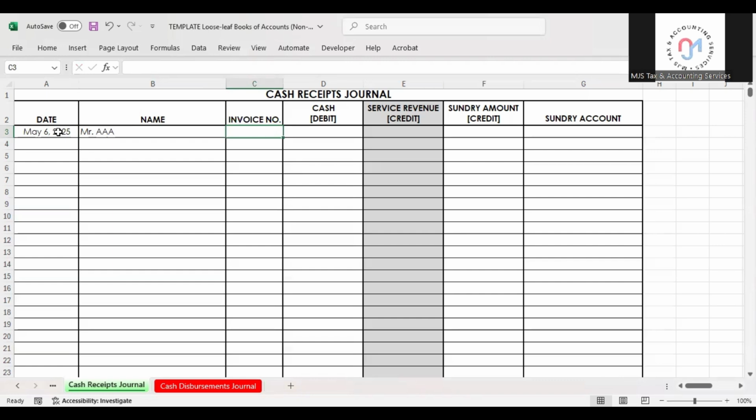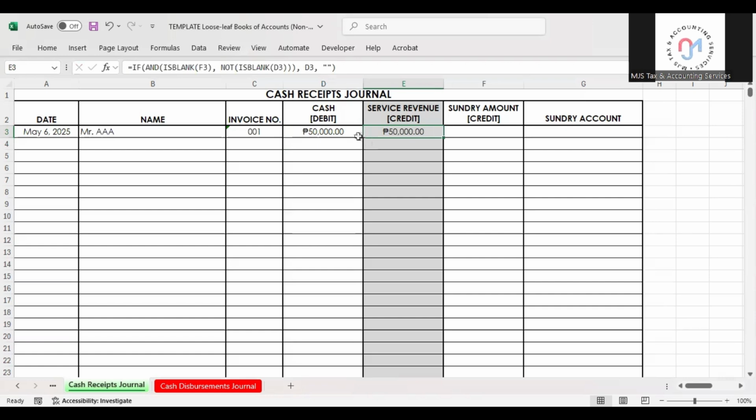Our invoice, let's say for example, is invoice 001. This invoice number should capture the same invoice number that you have on your manual invoice. And then the amount that you have received. Let's say we have received 50,000 from this client. After you input the amount of cash under column B for cash, service revenue will automatically show the same amount. So this one is 50,000 and the other one is 50,000.